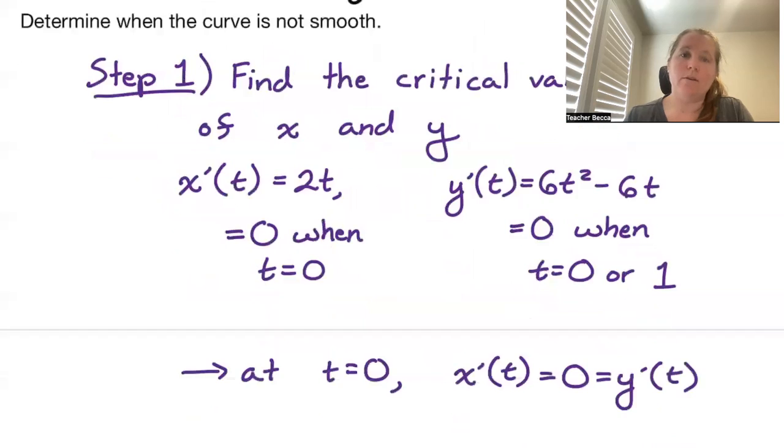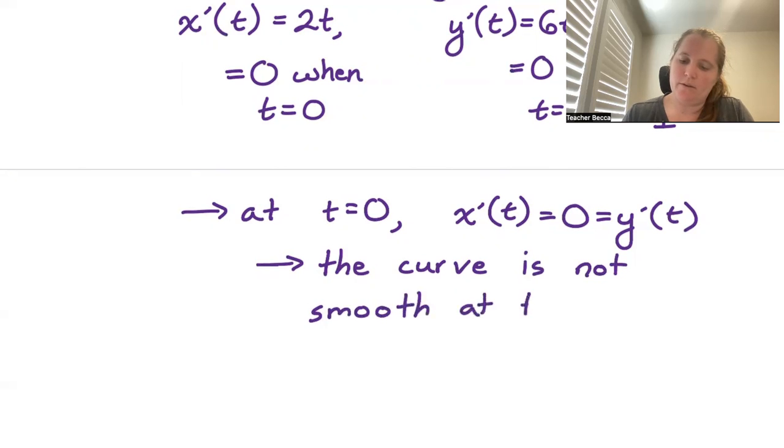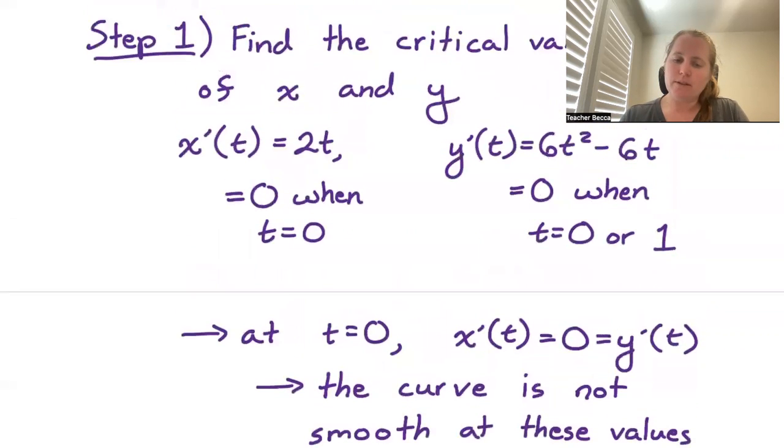And so the curve is not smooth at these values. Of even more interest is the fact that x prime and y prime are changing sign at that point, and so now x will turn around and y, one of them at least, is turning around. We get a corner. So this is how we can figure it out.